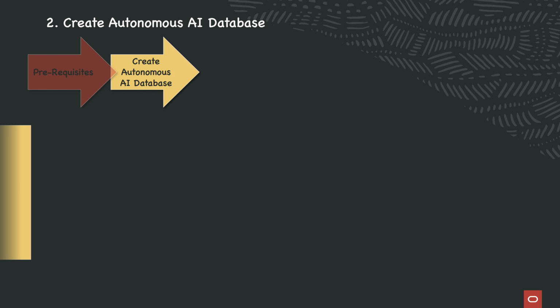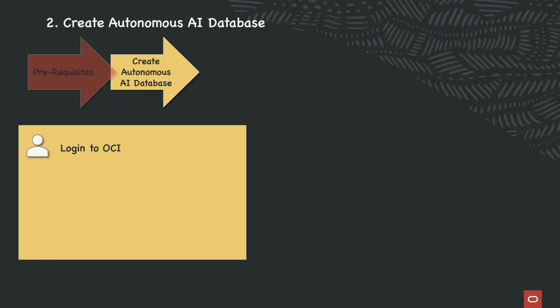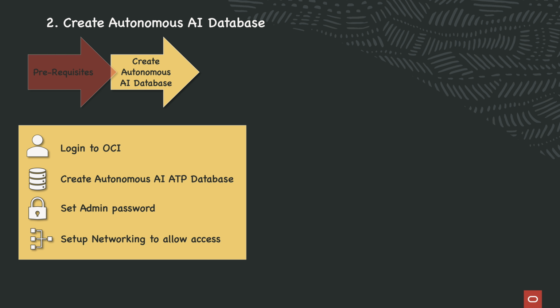Now you can log in to the OCI console and create your Autonomous AI Database. We're going to set up a few things such as the admin password and also the networking so that we can connect to the database. And this 45-second video will walk you through the process.